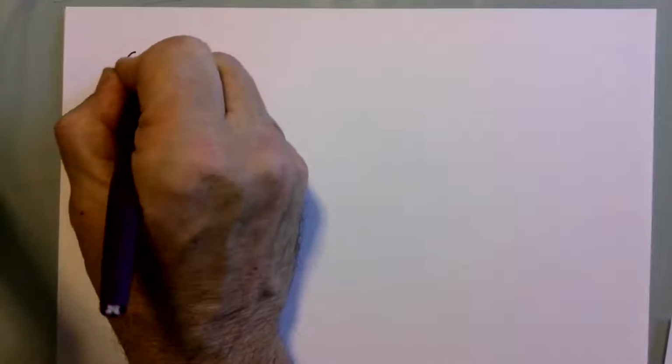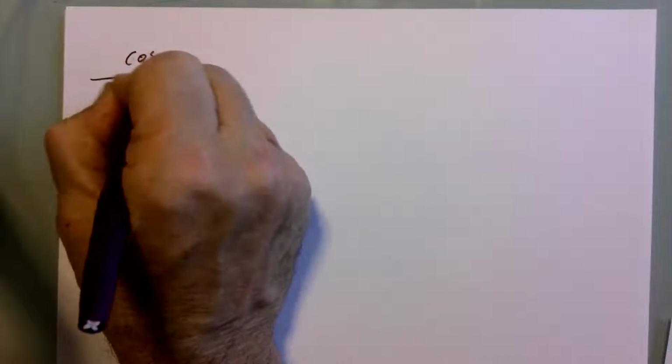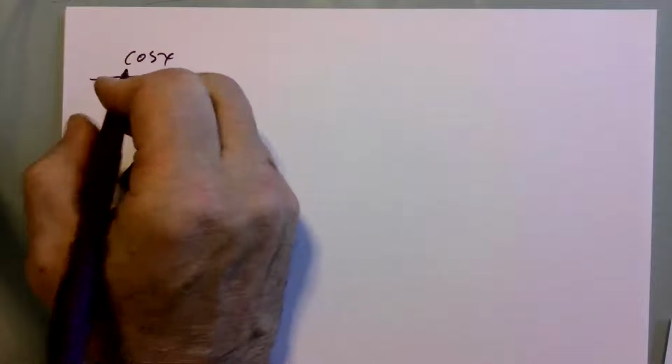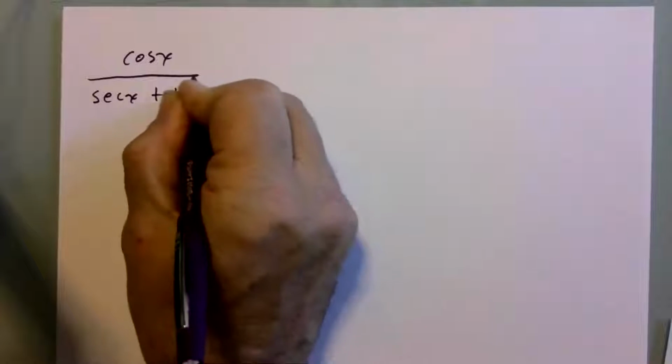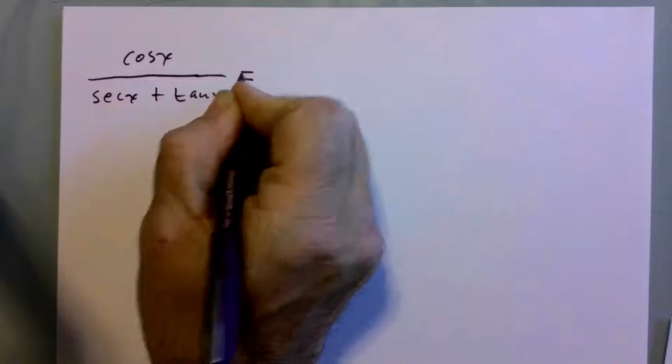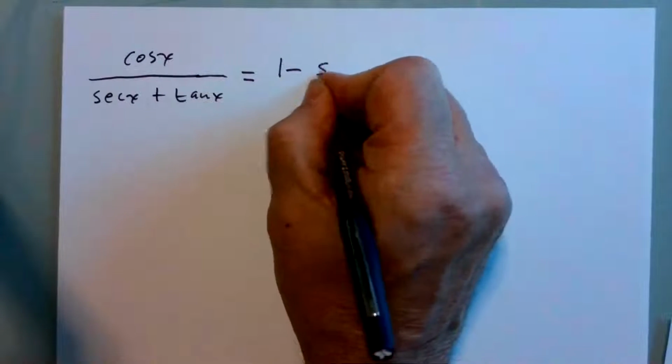So see if you can prove the following. Cos x over secant x plus tangent x equals 1 minus sine x.